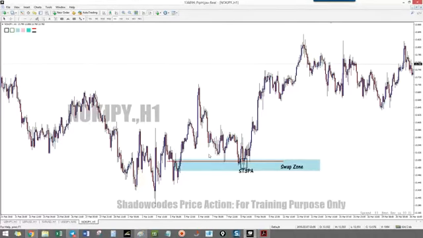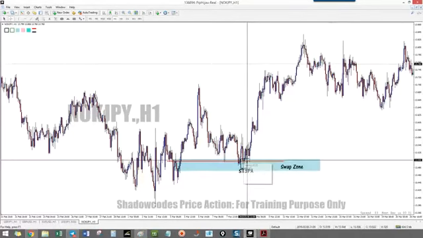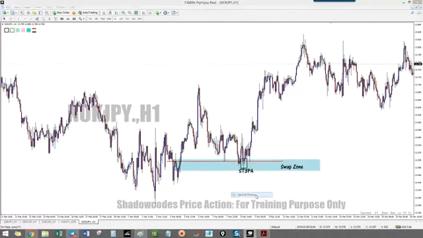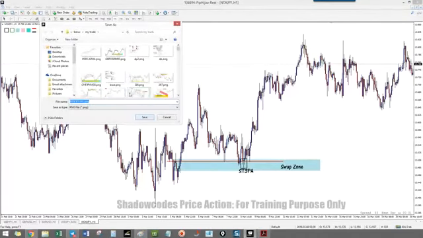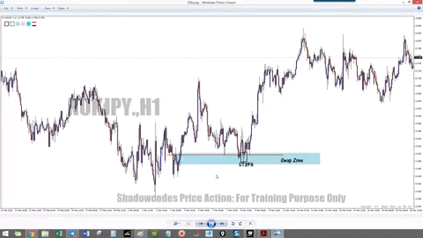So usually we will wait for the rejection like this, right? For ST3, we need to wait for a rejection like this. Okay, we want something like this. Okay, let me screenshot so we can zoom. 299. Okay.